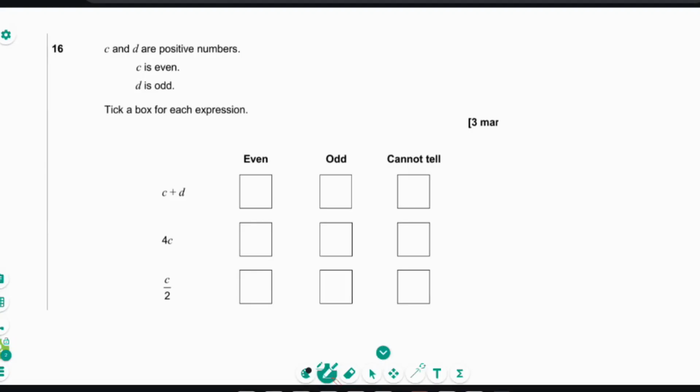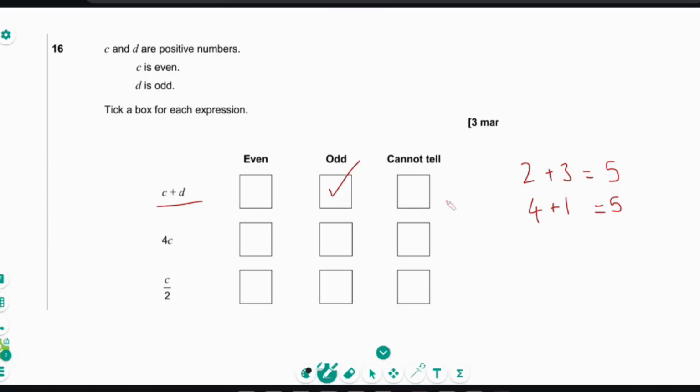C and D are positive numbers. C is even, D is odd. Tick a box for each expression. Okay, so C plus D. What's an even plus an odd? So an even plus an odd is odd. Let's just try another one. An even plus an odd, odd.